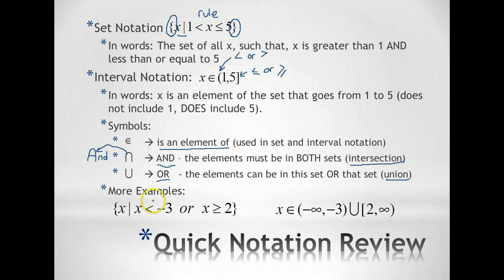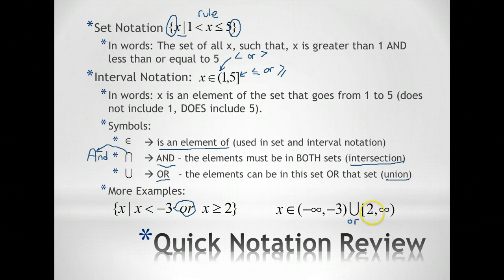So a couple more examples. Again, these two match. So remember the word or, this is a very critical word. You cannot just ignore this joining word, this conjunction. So here I have x is less than -3 or x is greater than or equal to 2. So if it's less than a number, that means it goes from -infinity to that number. So in interval notation, it would go from -infinity to -3. And then the word or is the union symbol.